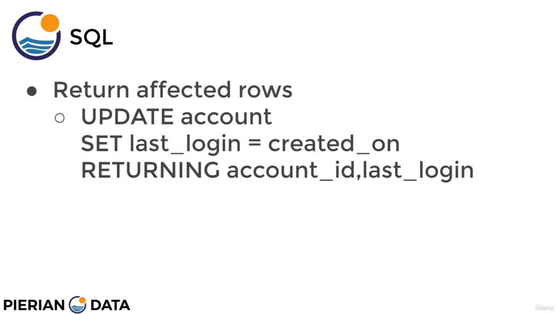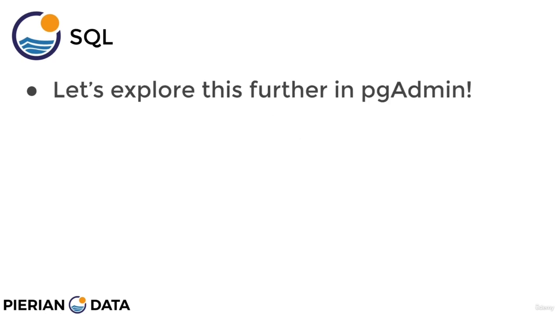We can also return the rows that are affected. So if you just run one of these update commands, you don't see any results, but if you do want to see particular columns that were affected, you can set the command, something like update account table, set last login column equal to the created on column, and then you can say returning and choose the columns you want returned, and it's going to return the rows that were actually affected. And you can return all the columns or a subset of columns. It's really up to you. Let's go ahead and explore this further in pgAdmin.